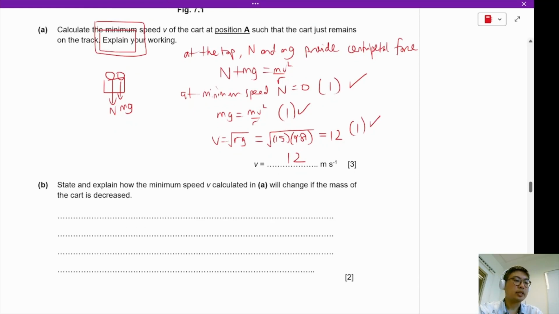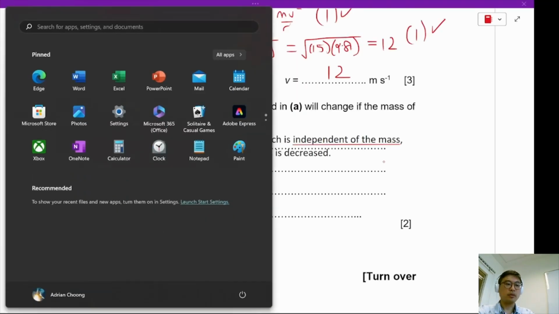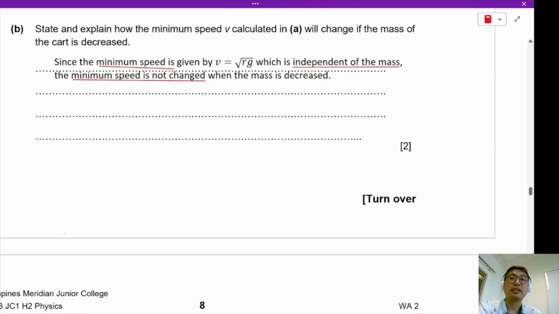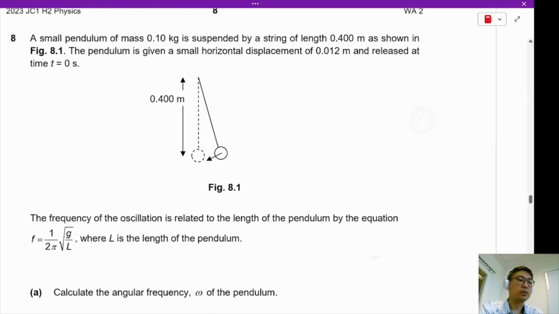Now, state and explain how the minimum speed is calculated if the mass of the cart is decreased. So over here, we can see that v equals the square root of rg gives you the minimum speed. Since the minimum speed is given by v equals square root rg, and this equation is independent of the mass, the minimum speed will not change when the mass is decreased. Now let's go to question 8.